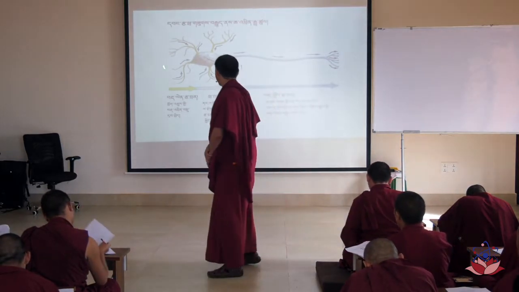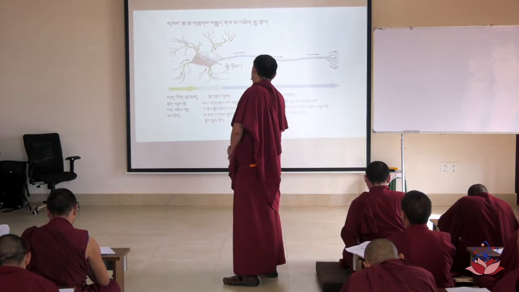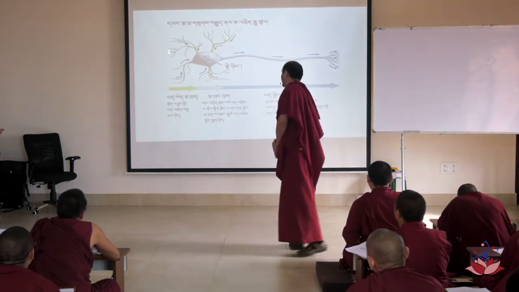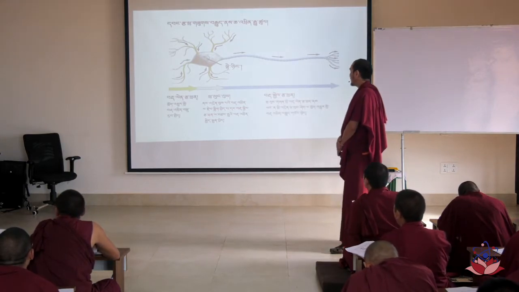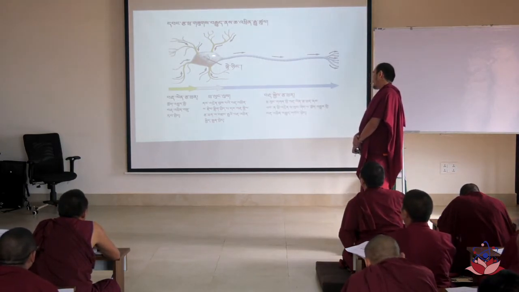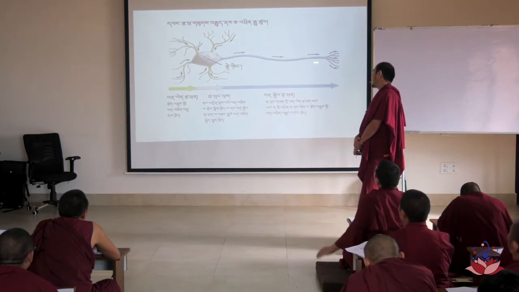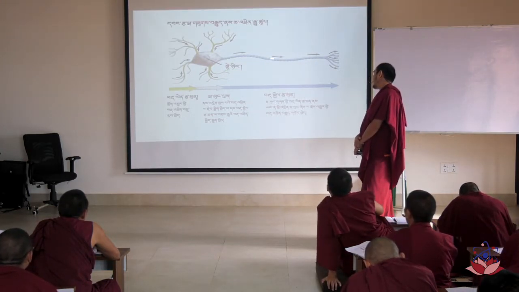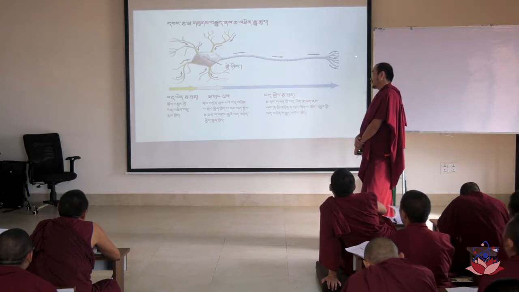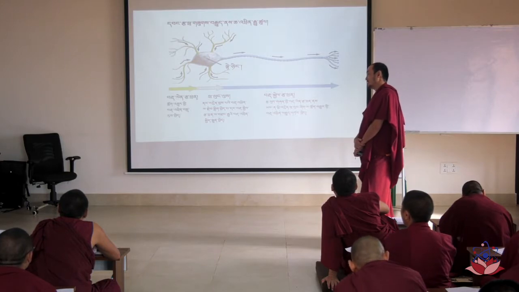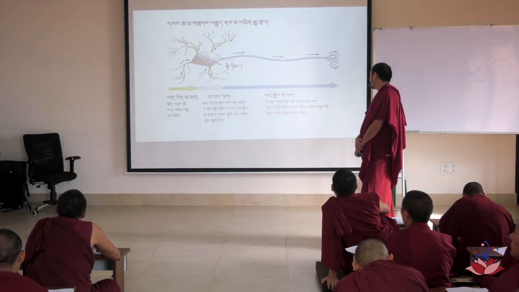Okay, so you've seen this kind of cartoon before. These are called dendrites, axon, dendrite, terminal, axon terminal, axon terminal. Okay?